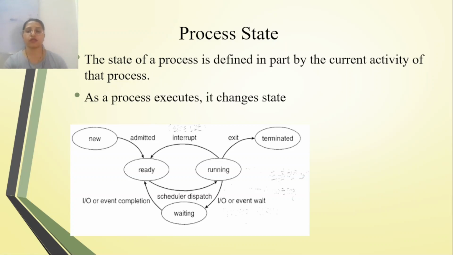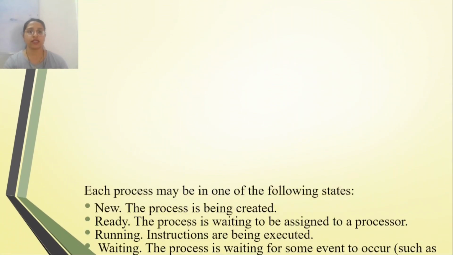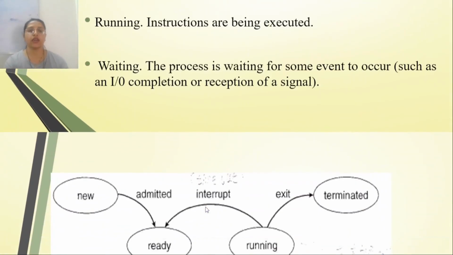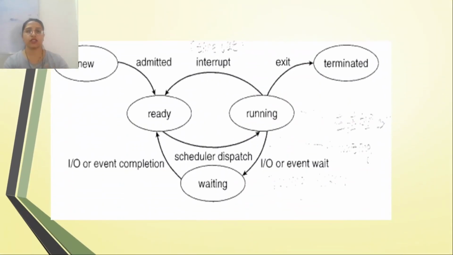So these are the process states. You can understand that a process may be in one of the following states. New: the process has been created. Ready: the process is in main memory and it is waiting to be assigned to a processor. If the process is being executed, then it will be in the running state. If the process is waiting for some kind of IO operation, then it will be in the waiting state. So this is the diagram for the different states of a process.